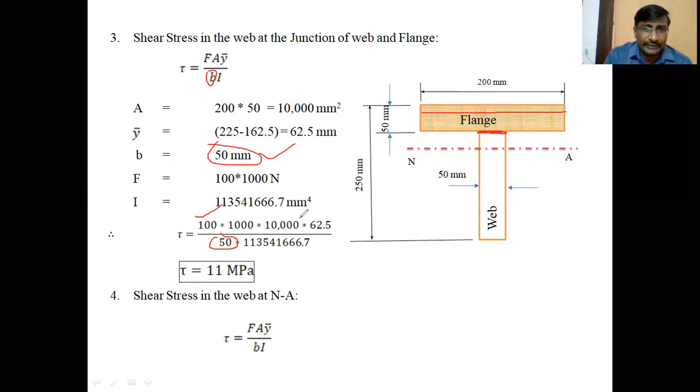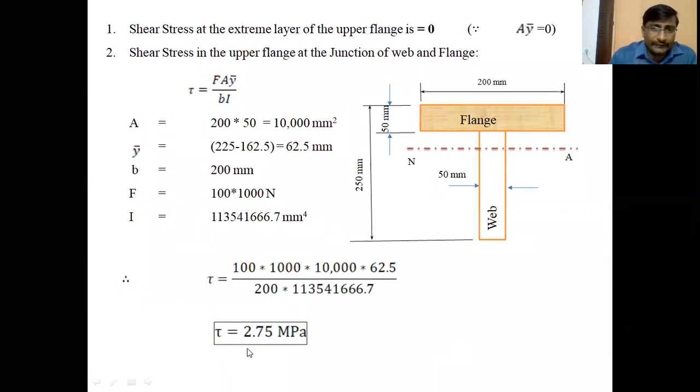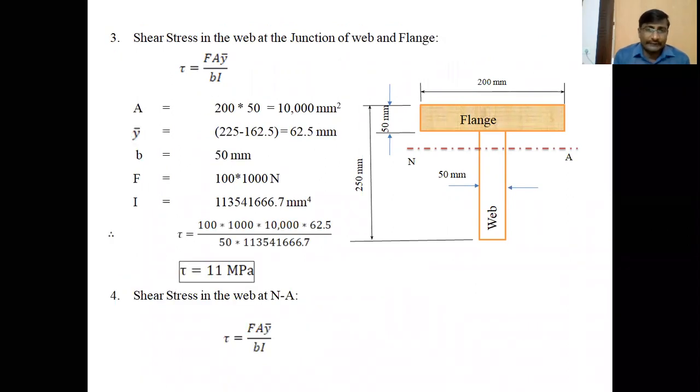So 100 into 1000 is the F value, area is 10,000, Y bar is 62.5, and I value is 11354166.7, and B, in place of 200, substitute the B value as 50 mm. Then we get the shear stress in the web at the junction as 11 megapascals. Shear stress in the web at the same junction. Shear stress in the flange at the junction was calculated in the previous case. Clear, students? In the previous case, 2.75 megapascals is the shear stress in the flange at the junction. This 11 megapascals is the shear stress in the web at the junction.